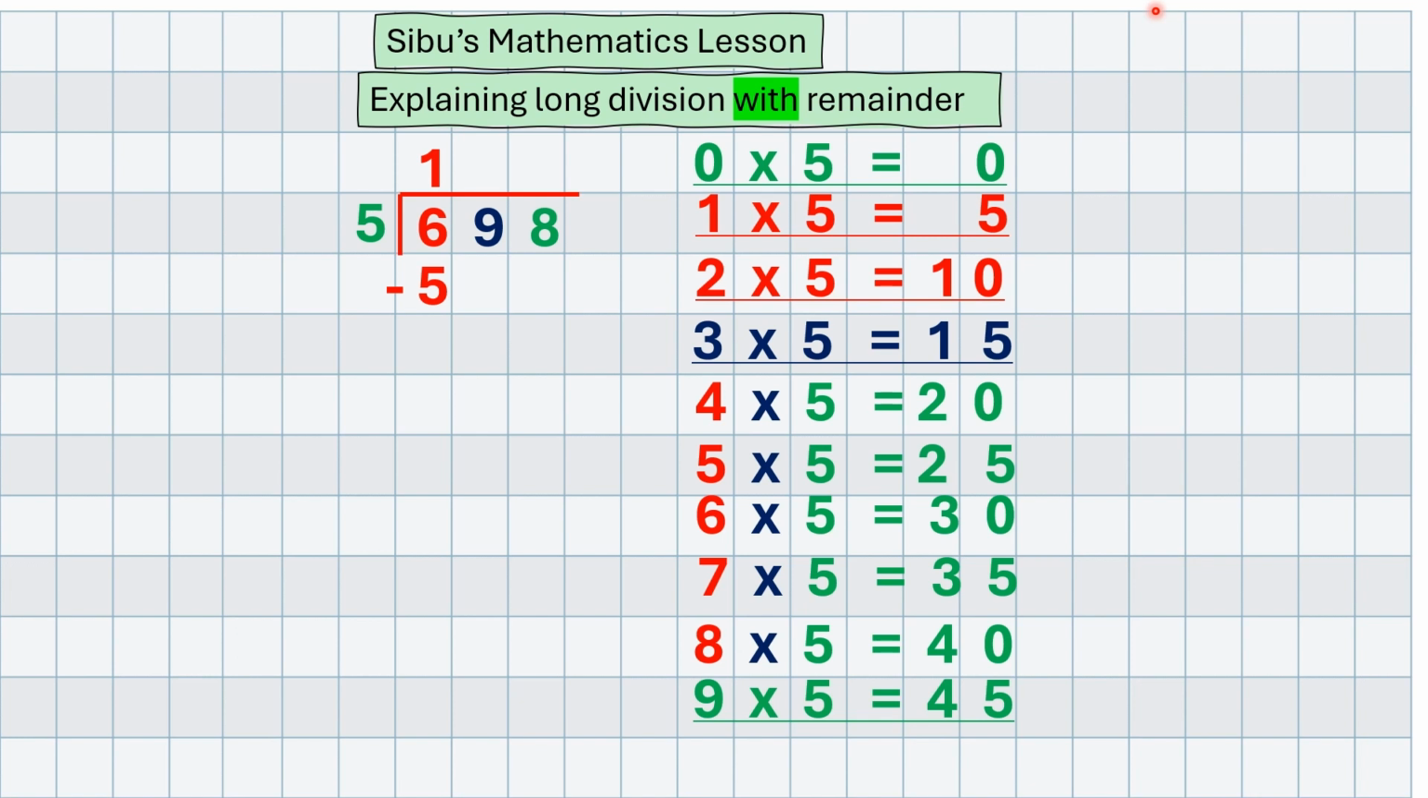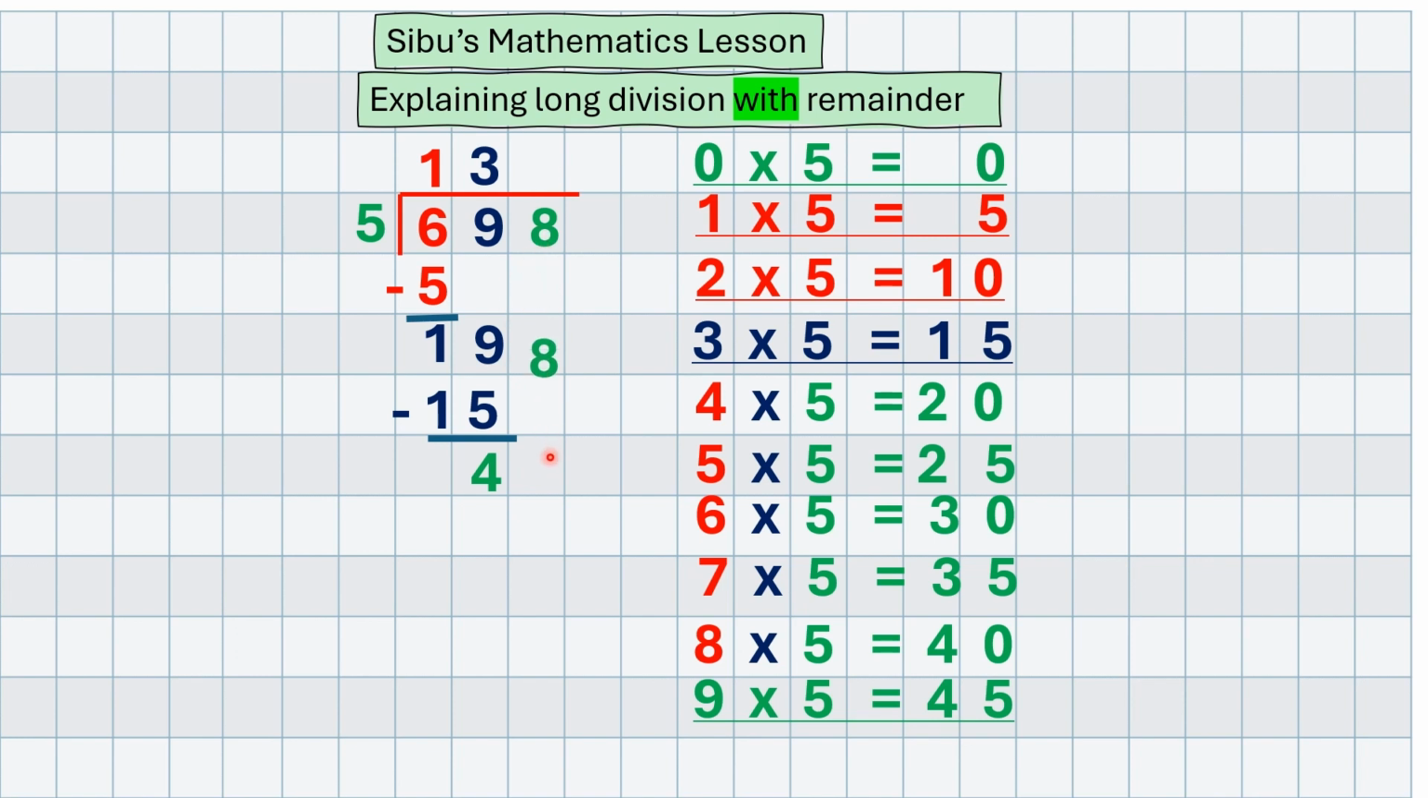And I'm going to subtract. 6 minus 5 is 1. Bring the 9 down. Nearest multiple is 15, right? So how many times 5 is that? It's 3 times 5. Where do I write it? Above the 9. Now I say 3 times 5 is 15. And I write it below the 19. I say 19 minus 15 is 4. What do I do next? I bring the 8 down. As long as there are figures or digits above, I keep on bringing them down until there's nothing left.